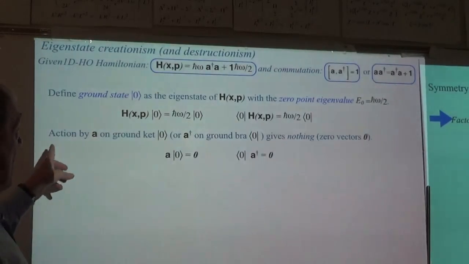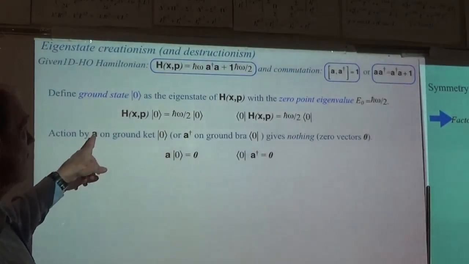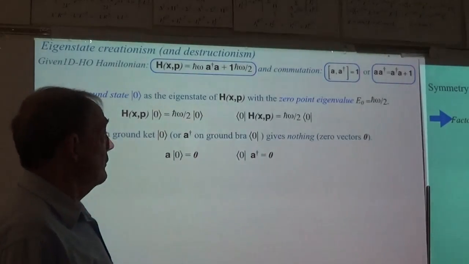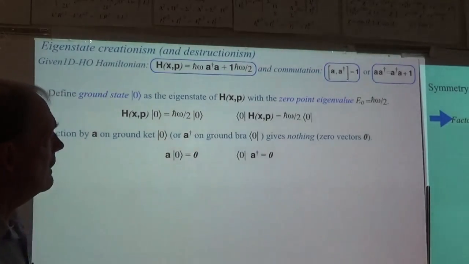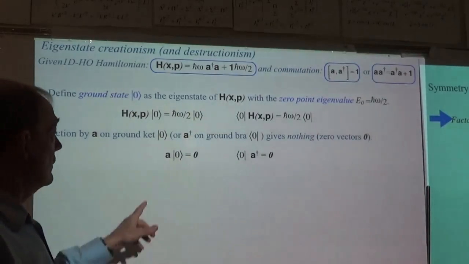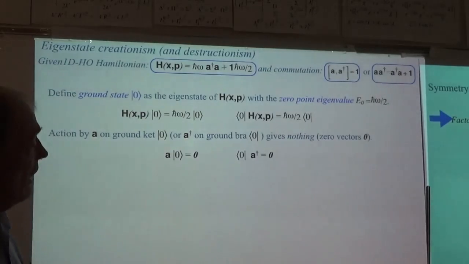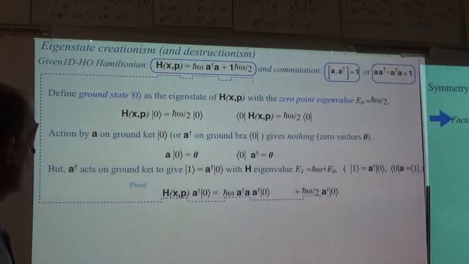The idea is that the action, this is the real axiom right here, is that the action of A on this thing called the ground state, the zero state, the vacuum state, gives nothing. Literally an operator 0, from either side.